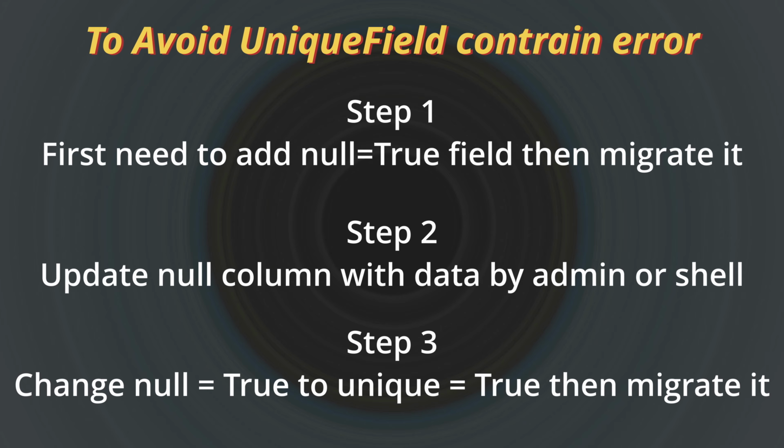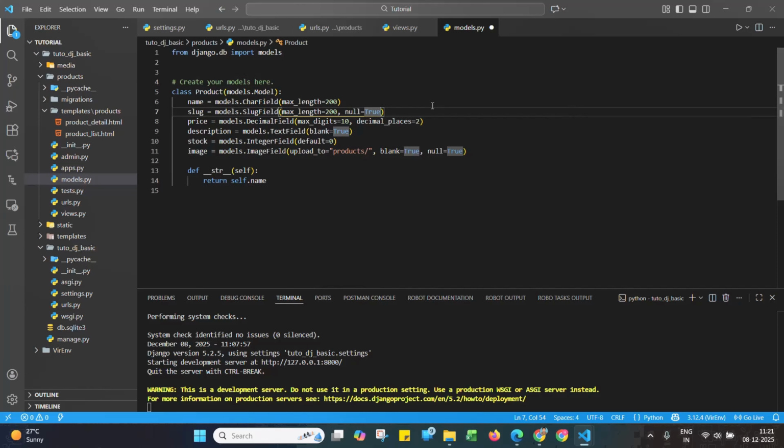First, add null=True to the field and run makemigrations and migrate. Next, populate the null column with data, either through the admin panel or the Django shell. Using the Django shell allows us to update data programmatically, which is especially suitable for handling large datasets efficiently. Finally, change null=True to unique=True and run the migrations again.